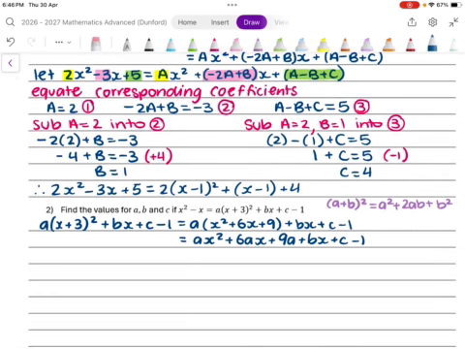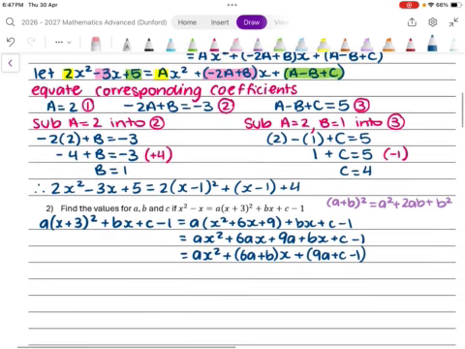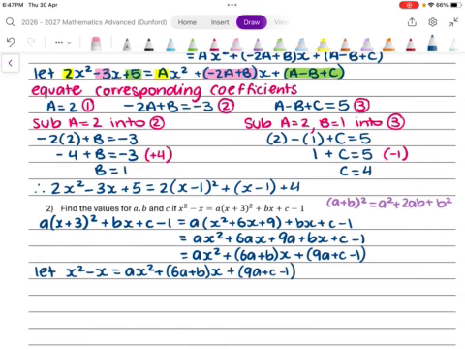From here, we want to again rearrange so that all of our x squareds are together, our x's and our constant terms. So we'll have our ax squared plus our 6a plus b lots of x plus our 9a plus c, and our minus 1 is classified as a constant term. From here, we want to let x squared minus x equal our ax squared plus our 6a plus b lots of x plus our 9a plus c minus 1.